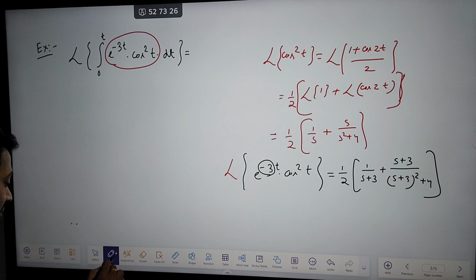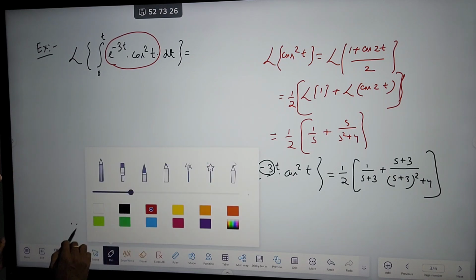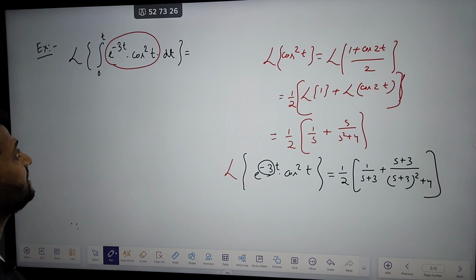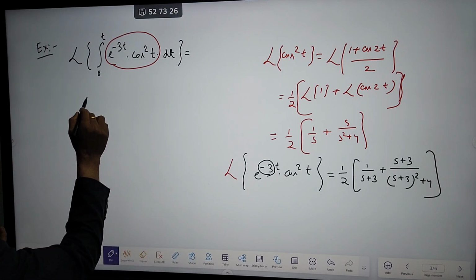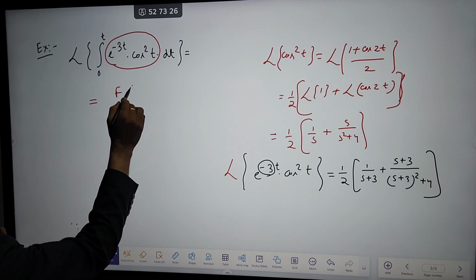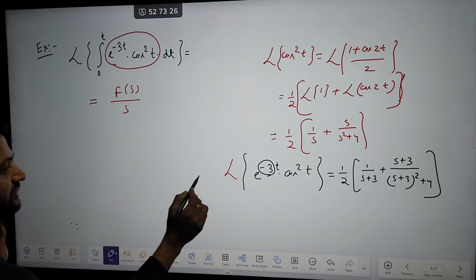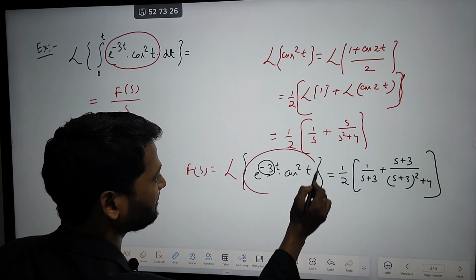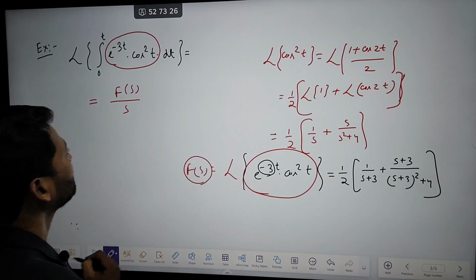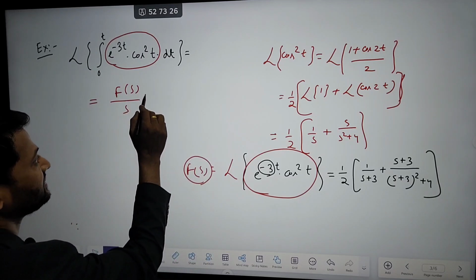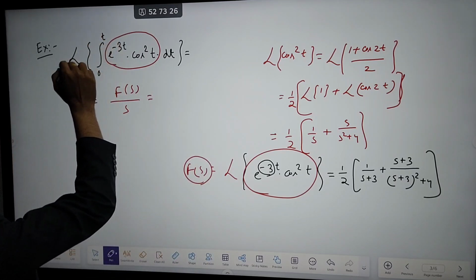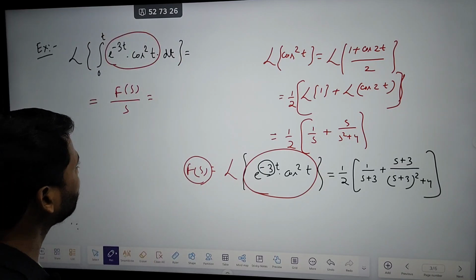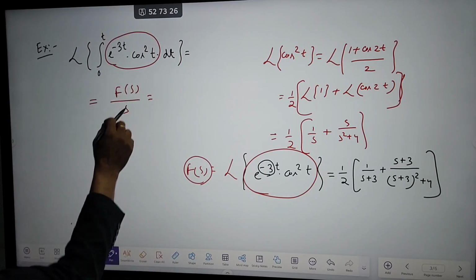Okay? So as per the theorem, what is this? Laplace of integration of this part, what will it be? That means the answer is F(s) by s. So this one is F(s) here. Laplace of this function is called F(s). So your final answer is F(s) by s, since we are taking Laplace of integration from 0 to t of that function with respect to t, the answer will be F(s) by s.